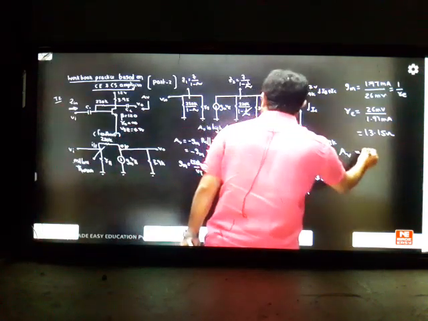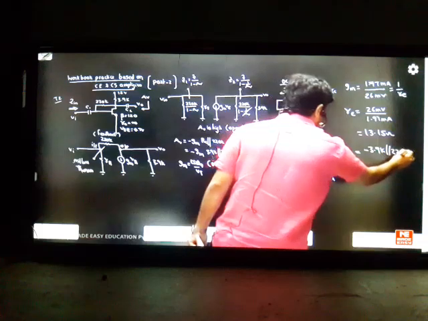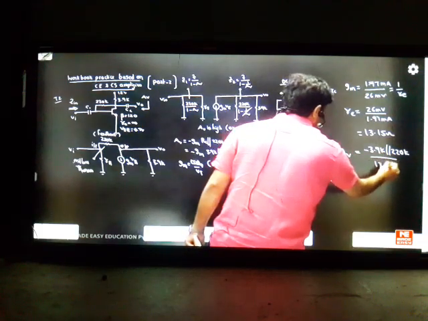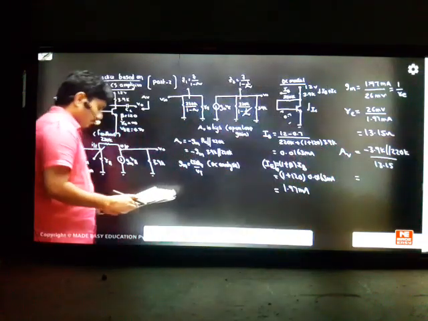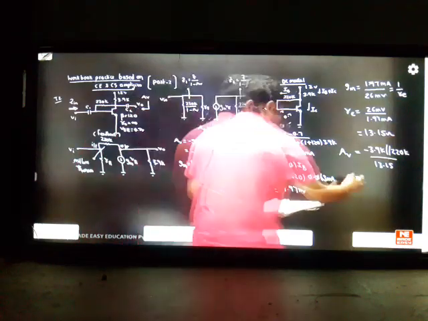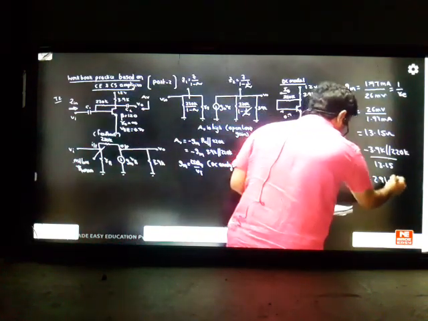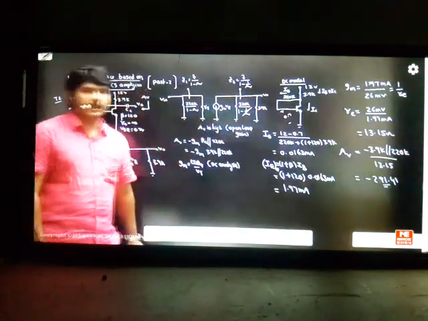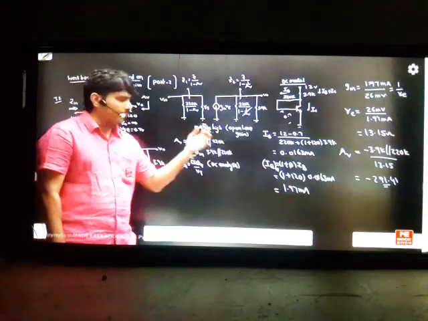AV is equal to minus 3.9K parallel to 220K divided by RE, 13.15, you can write. So this is the gain answer. We are getting around minus 291.41. So this is the gain calculation. The only time-consuming process for you is this DC analysis here. Then the gain you can find out automatically.